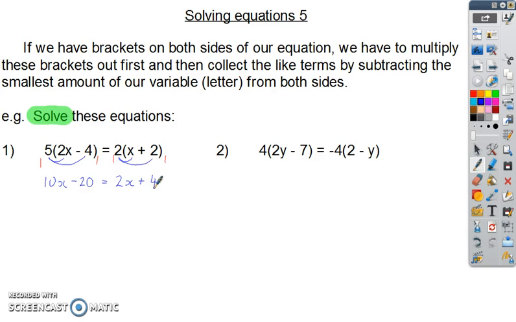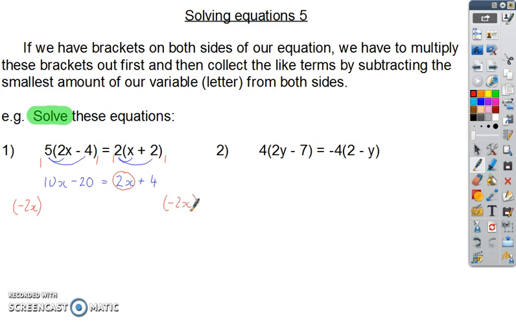Now, this is why I work downwards when I'm doing my algebra. I always keep my equals above each other so that I can see what's happened on the line before and make sure it's right with what's below it. Okay then, now we've got 10x minus 20 equals 2x minus 4. We're going to get the smallest amount of x, which is that 2x there, and we're going to take that 2x away from both sides.